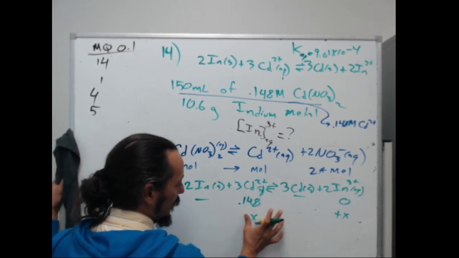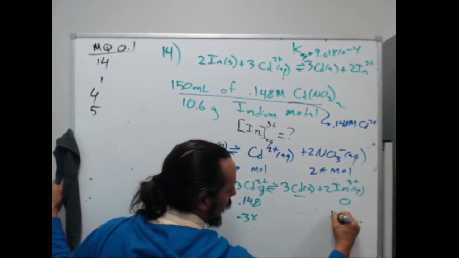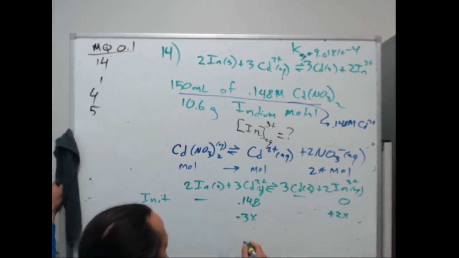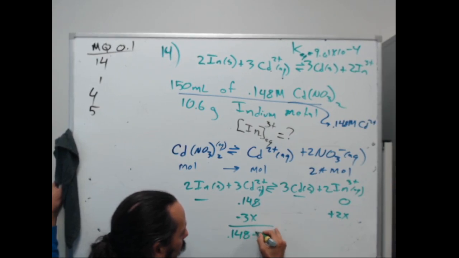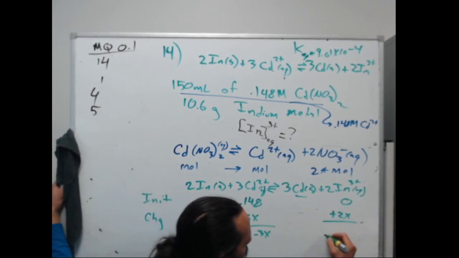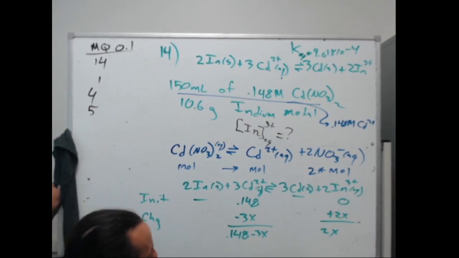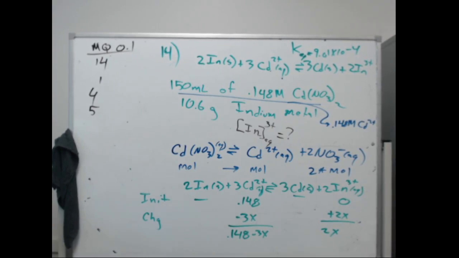We are not worrying about the indium solid or the cadmium solid. We don't include solids in the equilibrium table. Our concentration of cadmium is the same as the concentration of cadmium nitrate, which is 0.148. Then we're not worried about the cadmium solid, and we have a 0 concentration of indium because we're at the very beginning. But then we gain 2x.